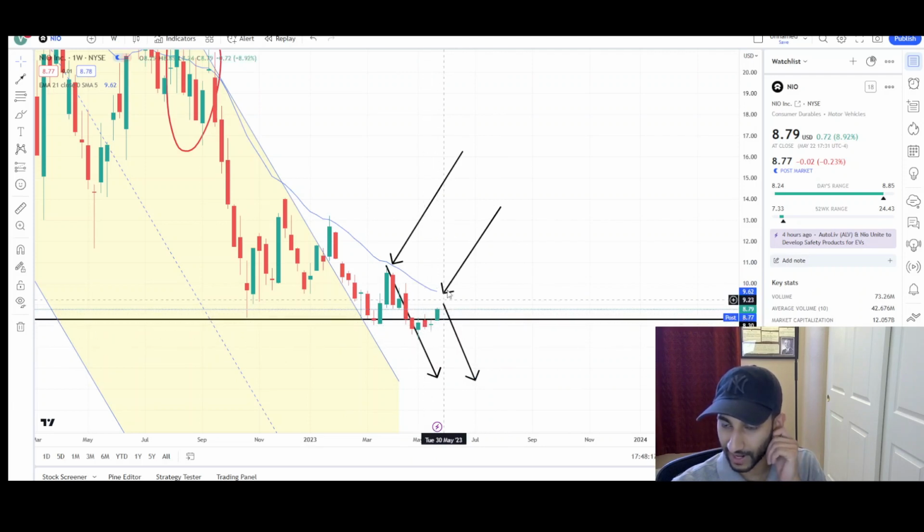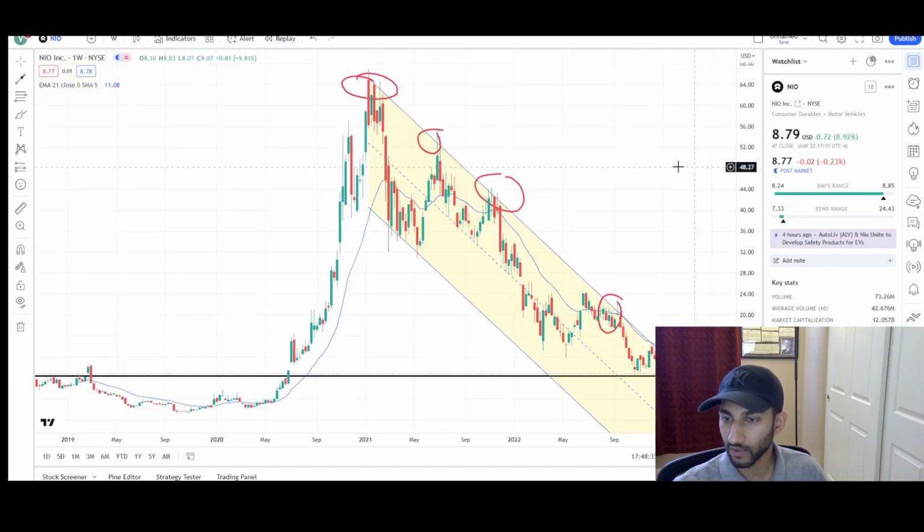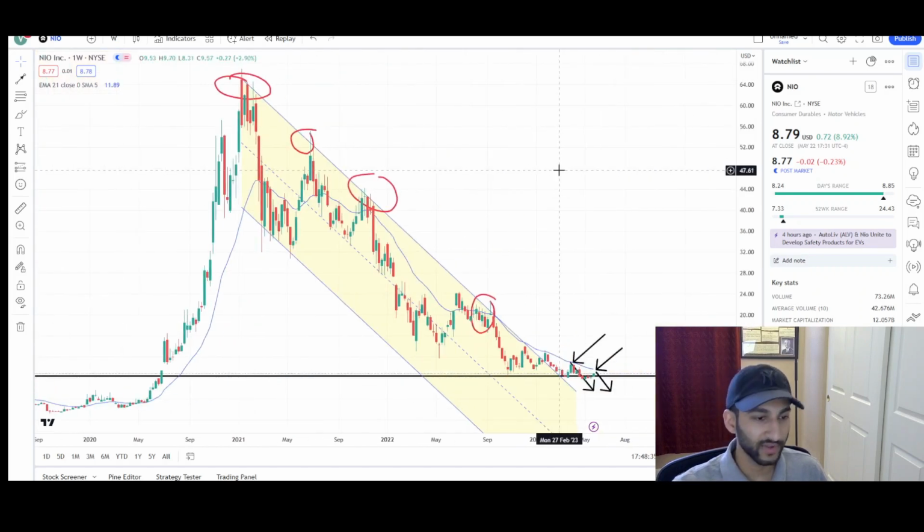So basically with NIO, I don't expect a huge pop up. It can occur, it is possible. But based on the chart and the clues I see on it, it's more likely we see a rejection fairly soon back down to the lows. So that's all I have for NIO on the daily and weekly chart, and I'll give you guys an update next week, Monday. This is Vee Trades, and thank you for your time.